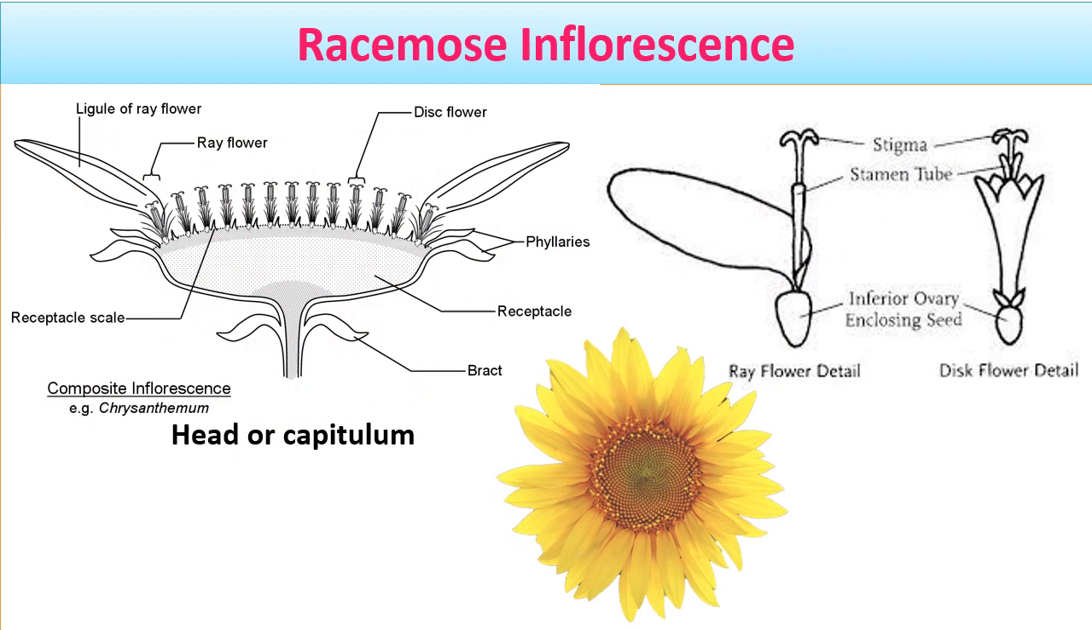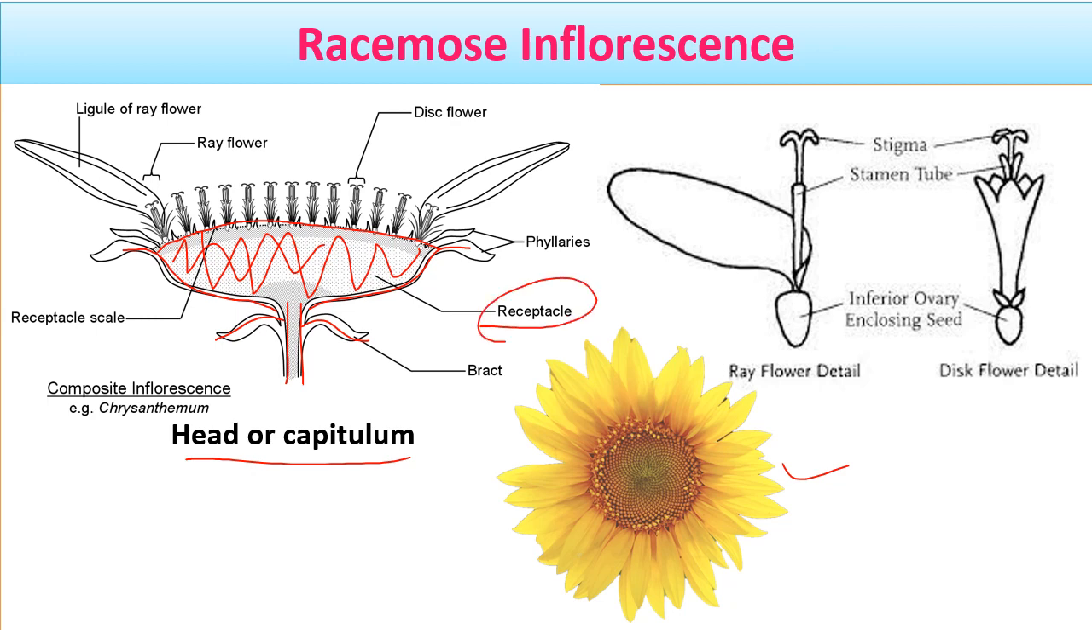Then another type of racemose inflorescence is head or capitulum inflorescence. This is generally seen in sunflower. If you look, this is a stalk, these are the bracts, and this big cup-like structure is called an involucral cup. If you see, a convex structure is there, called the receptacle. Actually this is the foundation of attachment of flowers.